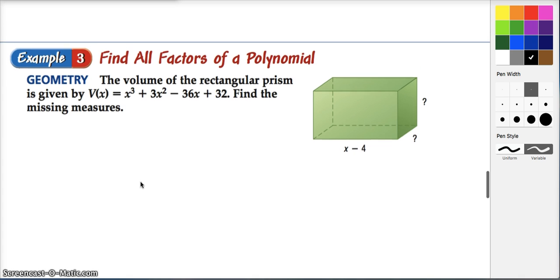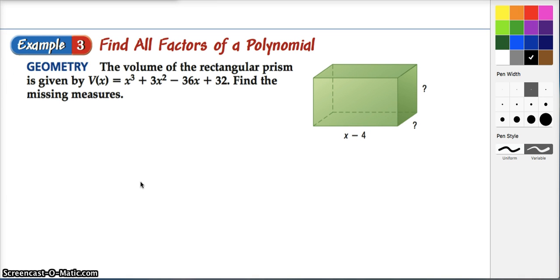All right, so here is a kind of contrived problem, but we can do it. Find all factors of the polynomial, just a way for us to think about it again. This is another chance for us to do the same thing. It says the volume of a rectangular prism is given by v of x equal to this particular polynomial. Find the missing measures. And so what we would do here is basically factor this thing. They gave us this measure, so we're going to divide x minus 4 into this polynomial, and we can do it by synthetic division. So I'm going to put a 4 here, right?